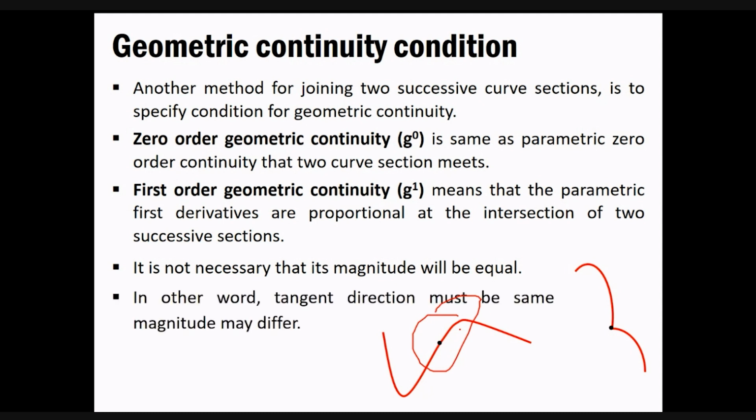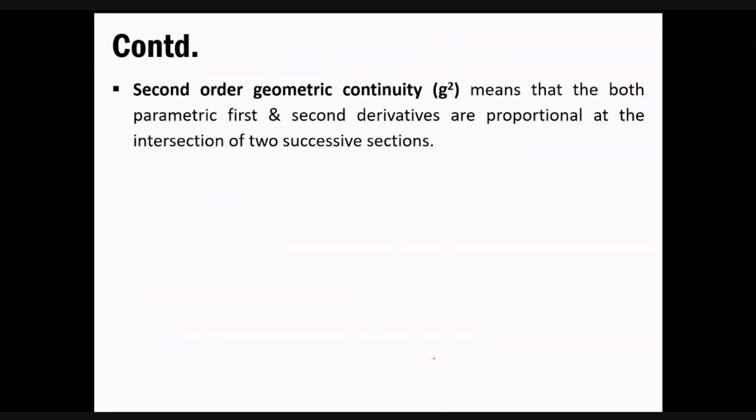In other words, the tangent direction must be the same. If the magnitude is not equal, it is not at all necessary when considering this geometric continuity condition, but the tangent direction must be the same. As you can see, the tangent direction is the same at this particular point. If this is satisfied, then you can say this holds for the two successive curve sections. One more thing that we have is second order geometric continuity.